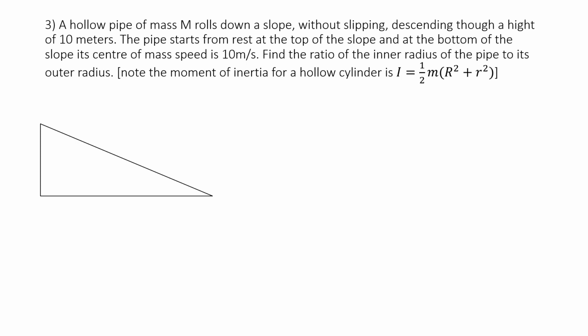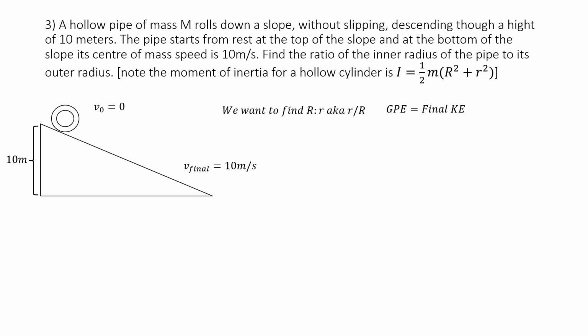Here is our slope, and it has a height of 10 meters. And at the top of our slope is our hollow cylinder, which is at rest at the top of the slope, and its final velocity is 10 meters per second. We want to find the ratio between big R and small r, aka small r divided by big R.